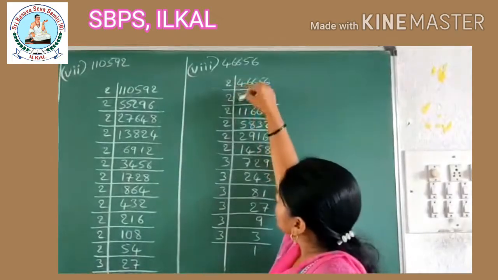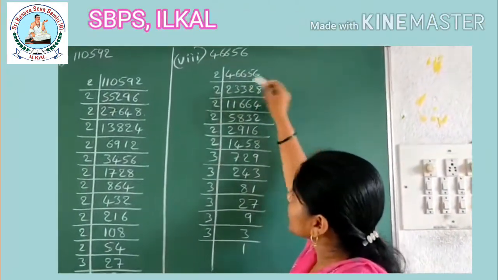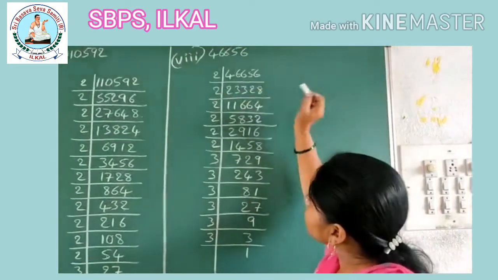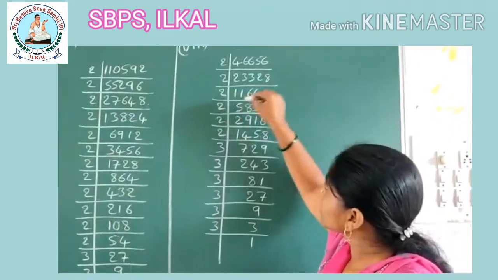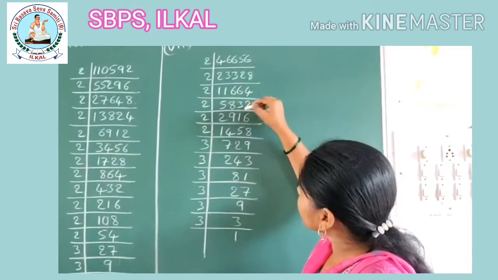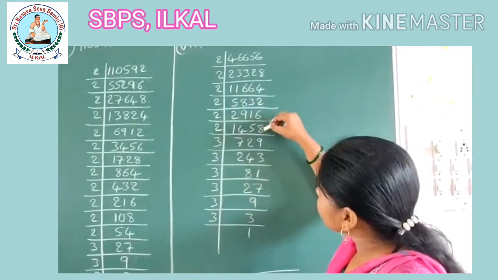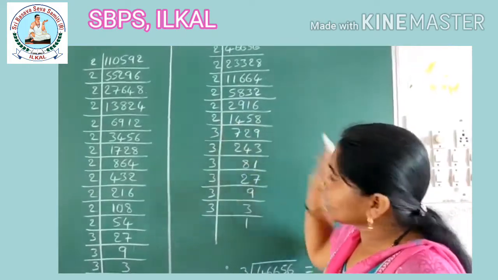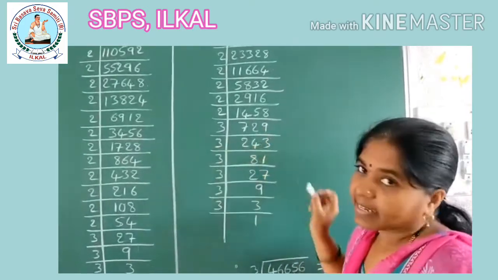46,656. 2 2s are 4, 2 3s are 6, 2 3s are 6, 2 2s are 4, 2 8s are 16. Then 2 1s are 2, 2 6s are 12, 2 6s are 12, 2 4s are 8, 2 5s are 10, 2 8s are 16, 2 3s are 6, 2 2s are 4, 2 2s are 4, 2 9s are 18, 2 1s are 2, 2 6s are 12, 2 4s are 8, 2 5s are 10, 2 8s are 16, 2 7s are 14, 2 2s are 4, 2 9s are 18. Then 3 2s are 6, 3 4s are 12, 3 3s are 9.